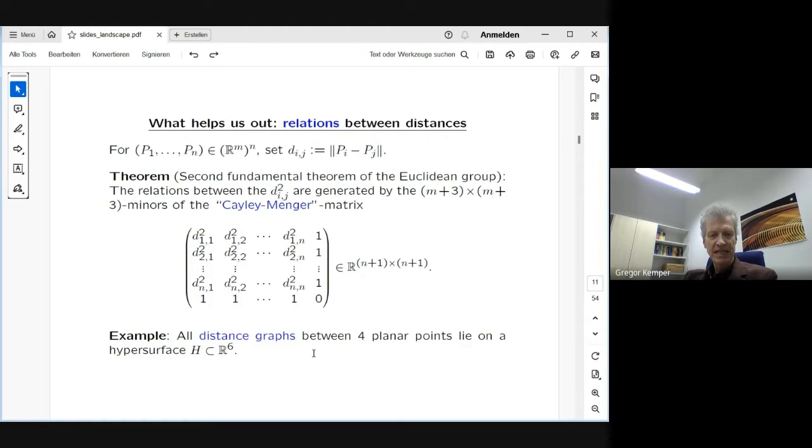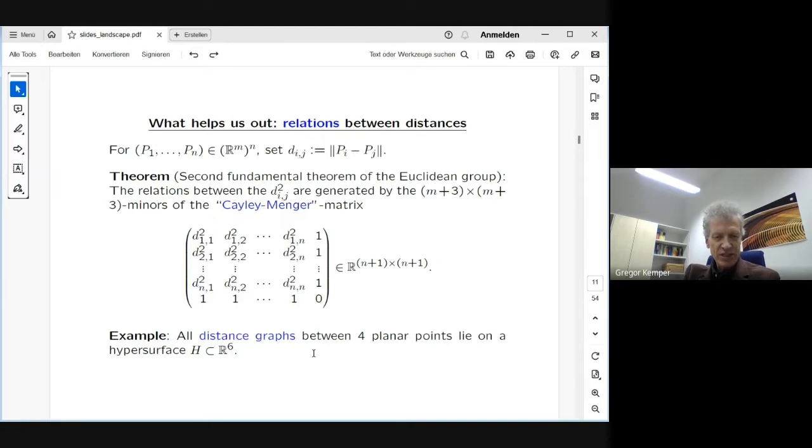So in other words, within the set of all weighted graphs with six edges, within that set, the distance graphs form a hypersurface. That's given by just one determinant vanishing, the Cayley-Menger determinant vanishing.